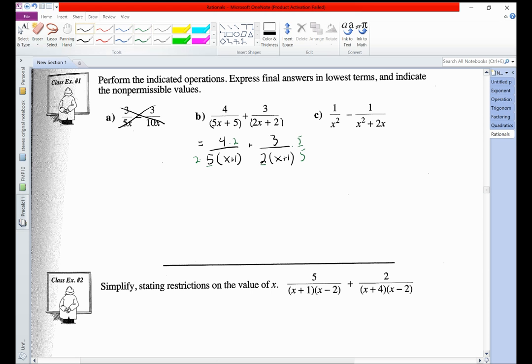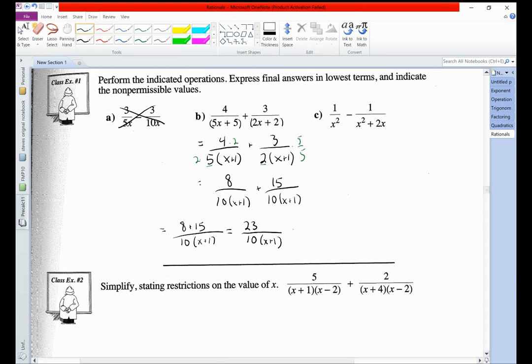And what we get is 4 times 2 in the top is 8, over 10 times x plus 1, plus 3 times 5 is 15, over 10 times x plus 1. So we can rewrite that if we would like as 8 plus 15 all over 10 times x plus 1. And then 8 plus 15 is 23 over 10 times x plus 1. And that is as simplified as we can go.